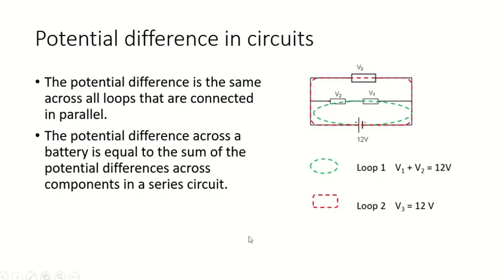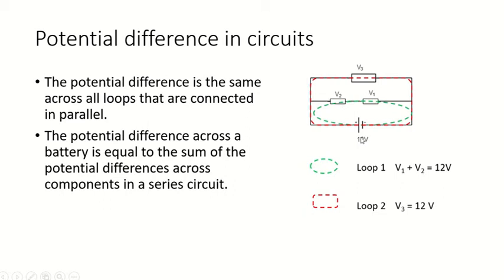The other thing you need to know is that the potential difference is the same across all loops that are connected in parallel. So we have this green loop and this red loop. This battery is supplying 12 volts of potential difference, and each loop connected in parallel is also going to get 12 volts. So there's 12 volts through the green loop, 12 volts through the red loop.